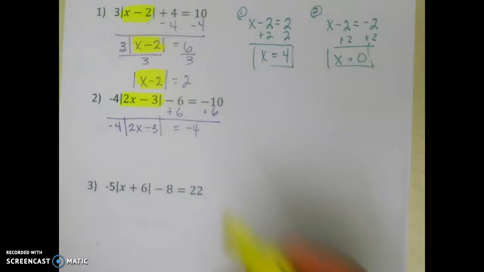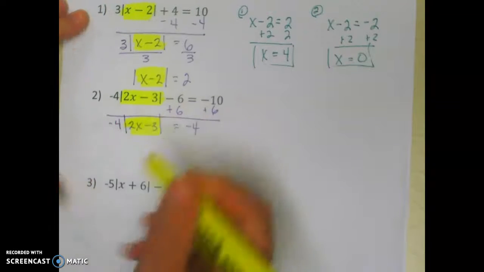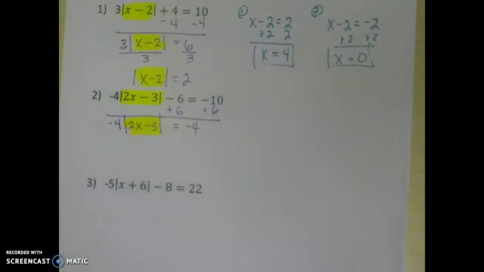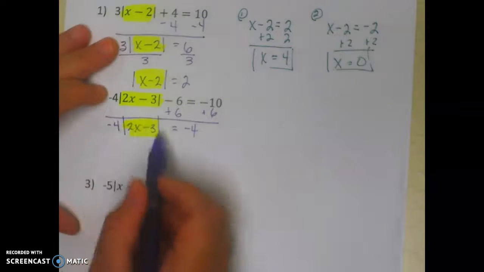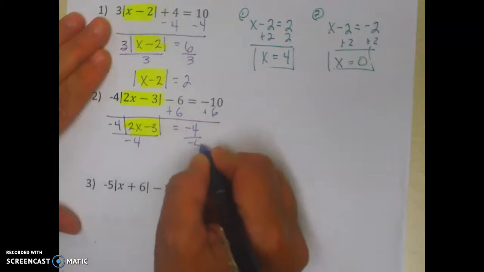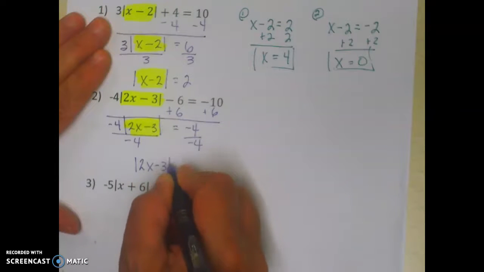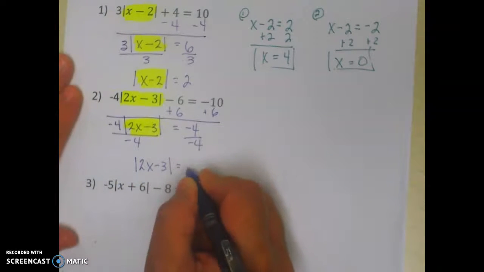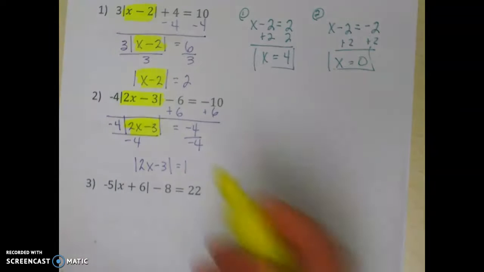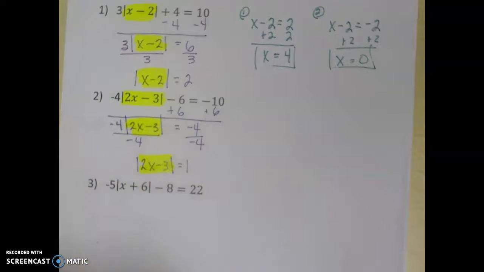I'm going to isolate. And you can do this too. Go ahead and highlight it so that you focus on what it is you're trying to get to. Okay, and you're treating it like its own little variable. So I'm going to divide by negative 4 to get rid of the negative 4 over there. That leaves me with the absolute value of 2x minus 3 equals positive 1. Okay, and now I've got the absolute value by itself. Once you've isolated the absolute value, then you make two equations.